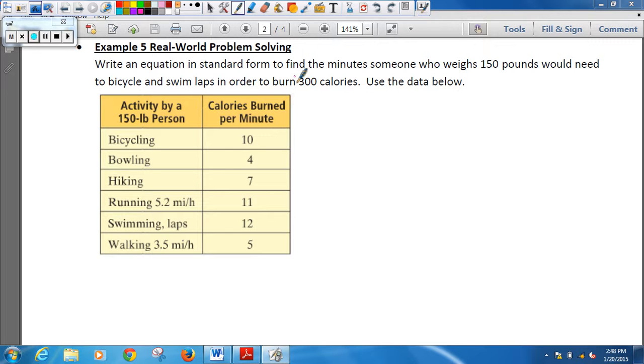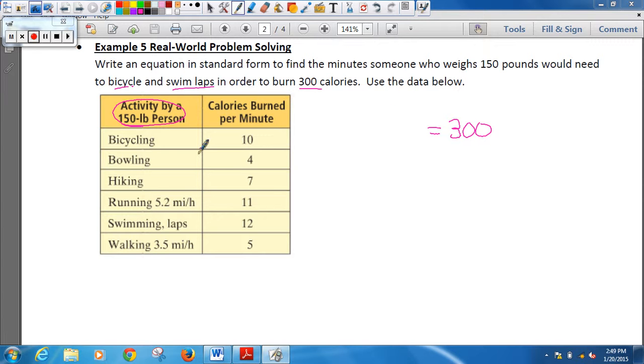So if I look here, I'm talking about bicycling and swimming laps. And I want to burn a total of 300 calories. It says for a 150-pound person. Well, this is listed for a 150-pound person.